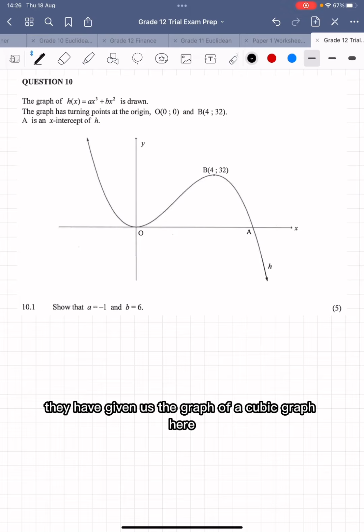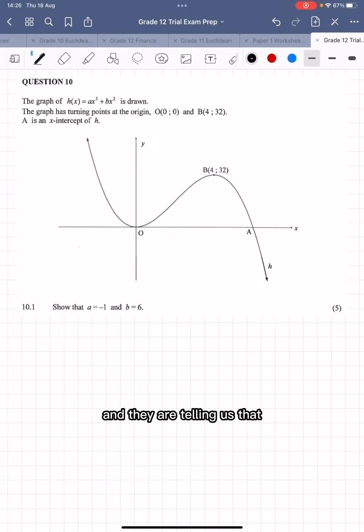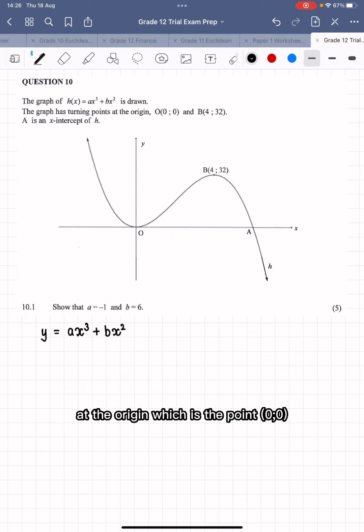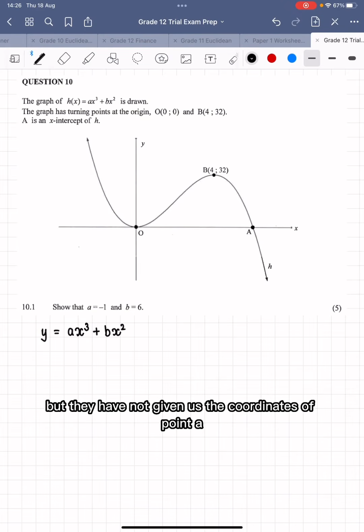They have given us the graph of a cubic function here, and they are telling us that this is the function h of x. I'm just going to write that as y is ax cubed plus bx squared. Now they're telling us that this graph has turning points at the origin, which is the point (0, 0), and at B, which is the point (4, 32). A is an x-intercept of this graph, but they have not given us the coordinates of point A.